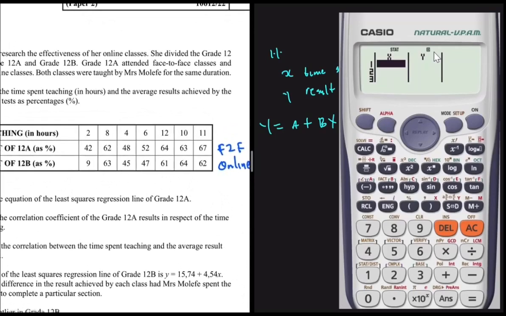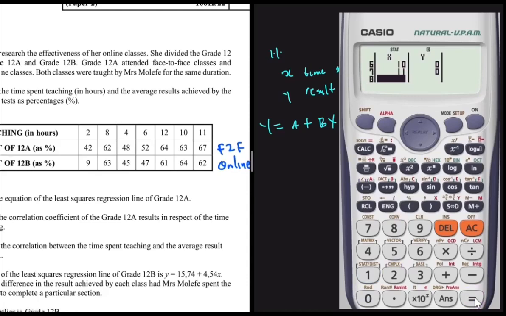Let's put in the values for x. On this table, you can see that we have 2, 8, 4, 6, 12, 10, 11. So I'm just going to put that in. I have 2, and then I press equals, and then I have 8, 4, 6, 12, 10, and 11. That's for the x values.